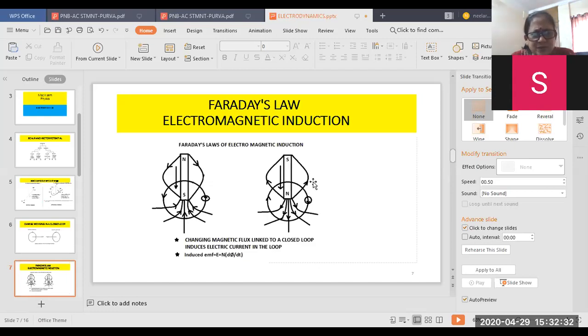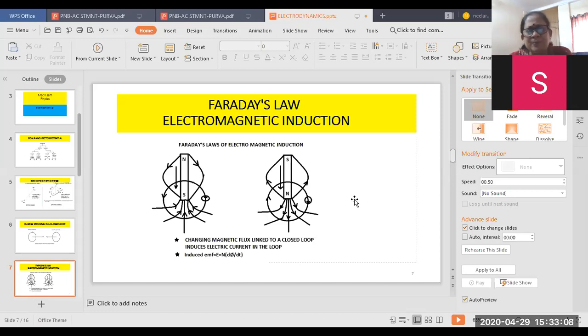Exactly the reverse of this happens if I take north down and south opposite. North is a source, south is a sink. I have shown here the arrow marks pointing outside. Now you see the direction of current is reversed. This current can get reversed again by moving the magnet away. In this diagram it is moving down, so the arrow mark here is down. If I take it out, this arrow mark will be up. Again the direction will change.